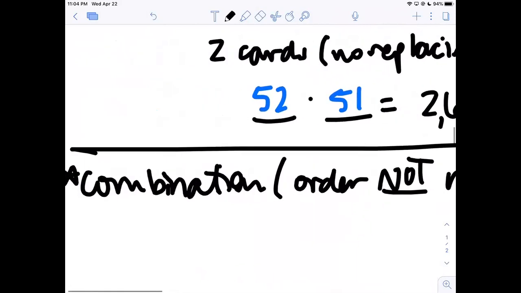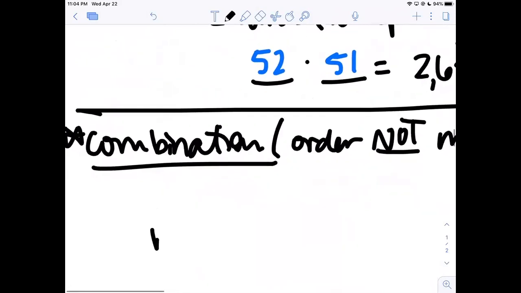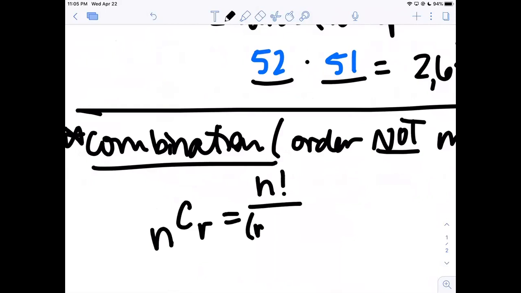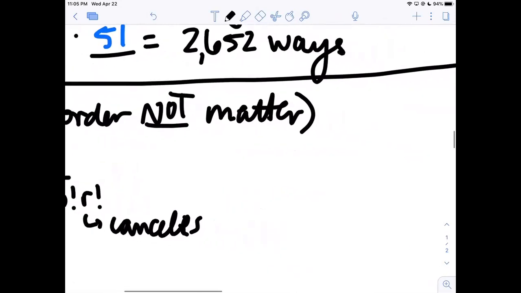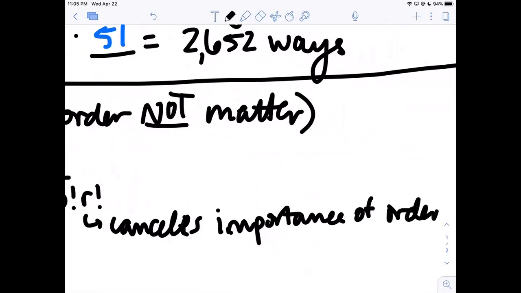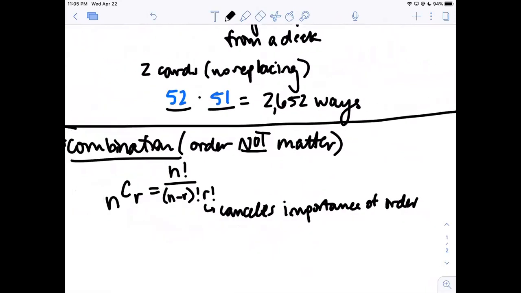Just like we have nPr, we have something called nCr, and it's right next to it in the calculator. This time we do the total factorial on top, and then we do the repeats, n minus r factorial, and then we also multiply it by r factorial. Multiplying it by r factorial gets rid of the importance of order, so it cancels out the importance of order. 90% of the time you'll do it on the calculator, so it's not that big of a deal.